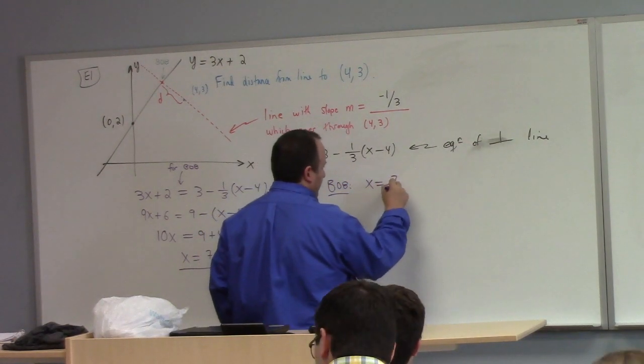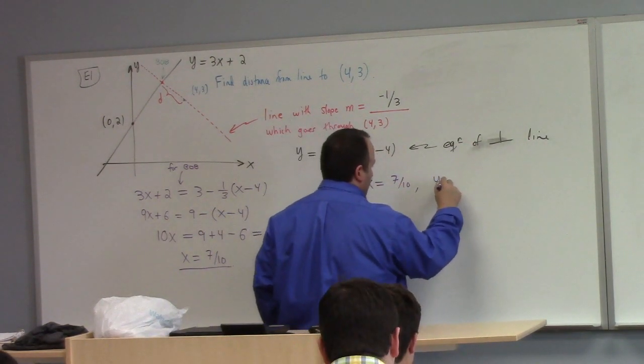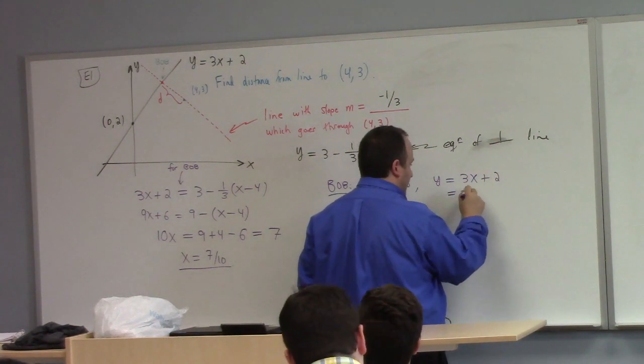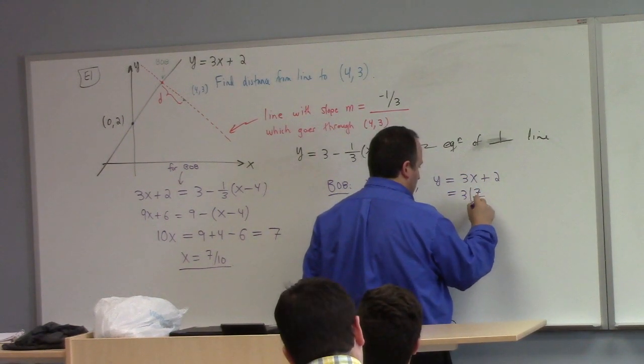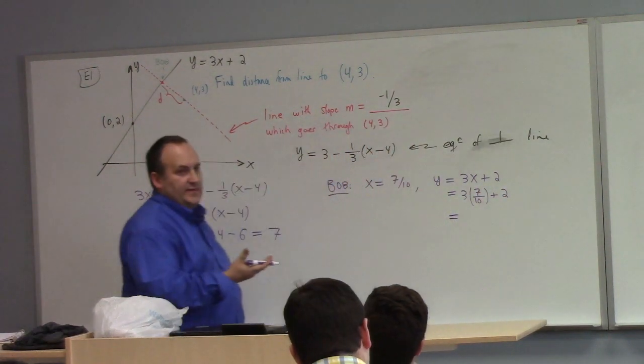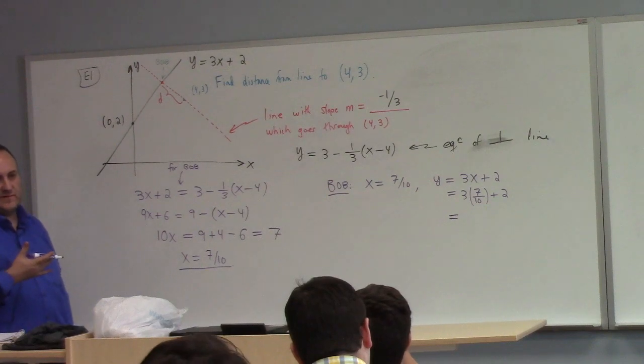X equals 7 over 10. Y is equal to 3x plus 2, right? Which is actually 3 times 7 over 10 plus 2. Why am I doing that? Because Bob is on the line 3x plus 2.